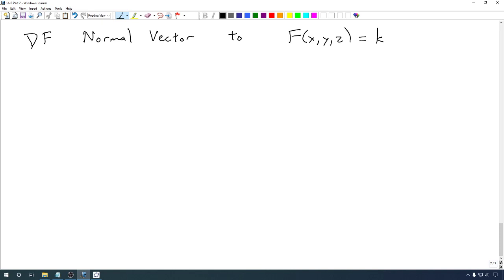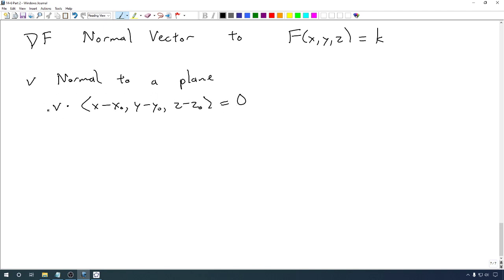Now, of course, we're working specifically with x naught, y naught, z naught. But the point here is that we have something that's perpendicular to the surface. And recall how we used normal vectors to give the equations of planes. If v is normal to a plane, we have the equation that v dotted with the vector x minus x naught, y minus y naught, and z minus z naught is equal to 0. Basically, the whole point here is that this vector is supposed to represent any vector in the plane starting at the point x naught, y naught, z naught, and we want that to always be perpendicular to v.